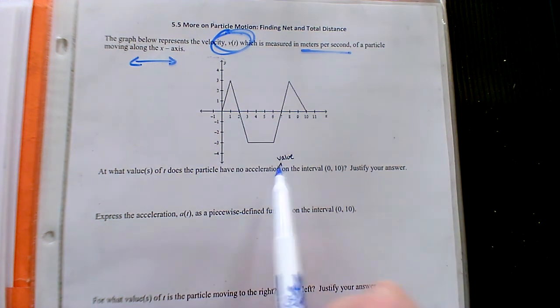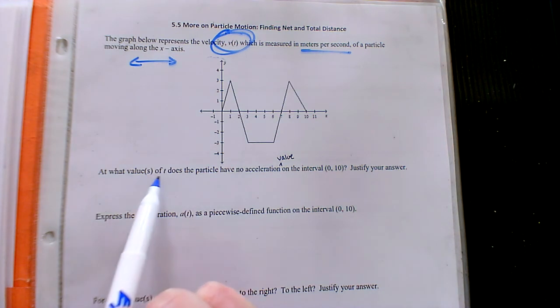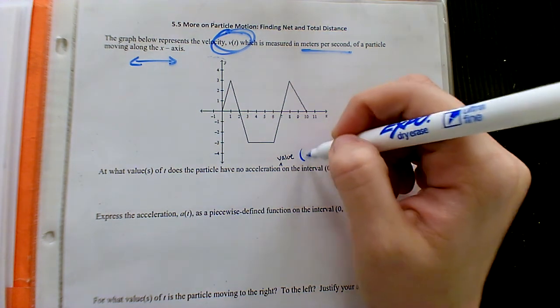We're going to have to add in a little word here because I forgot to type it in. At what values of t does the particle have no acceleration value on the interval? If you don't have a value, that basically means you're undefined. So if this is the graph of velocity, can we try to think about where we should be looking on this graph to determine where there's no value for acceleration? What do you think, Cole?